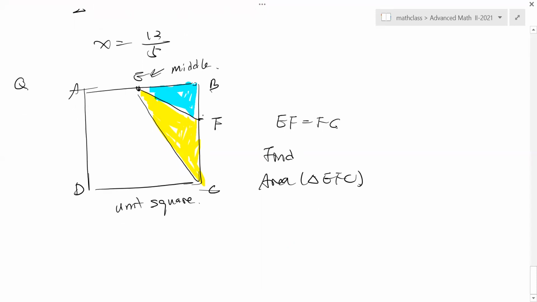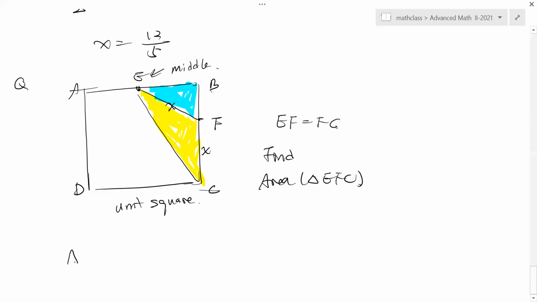You have to find out BF, right? But I don't know what BF is, right? So you have to find out FC, doesn't matter. Let's call FC x, right? And this side is equal, that's x. So if you're able to find x, you're able to find the area.